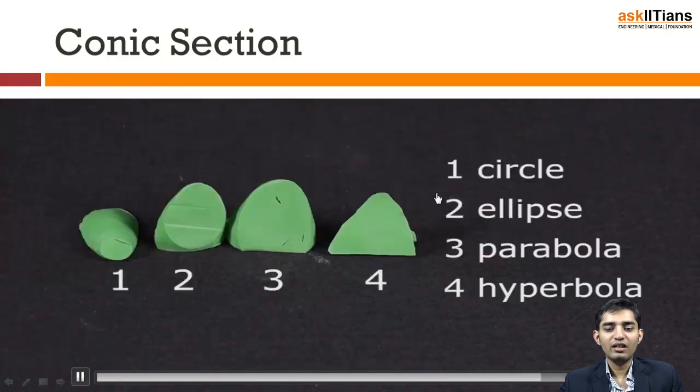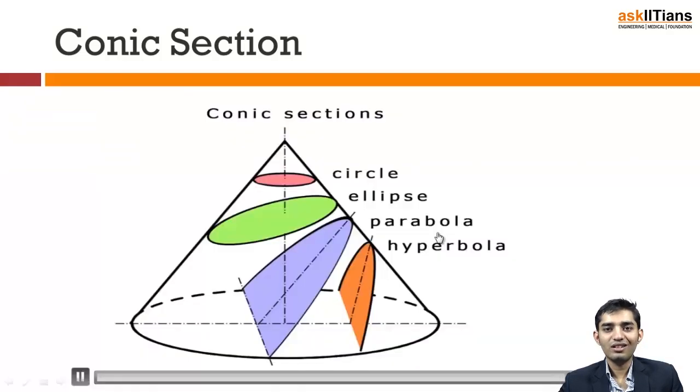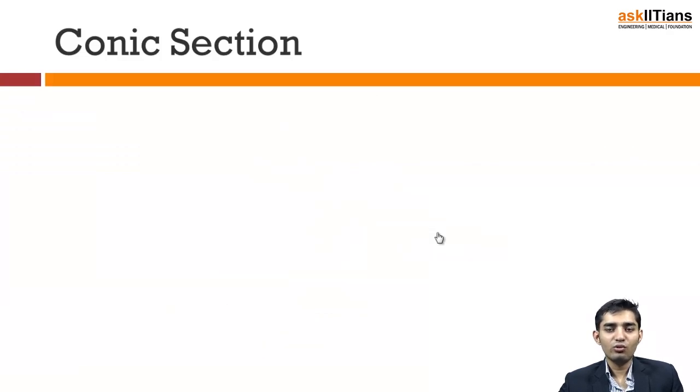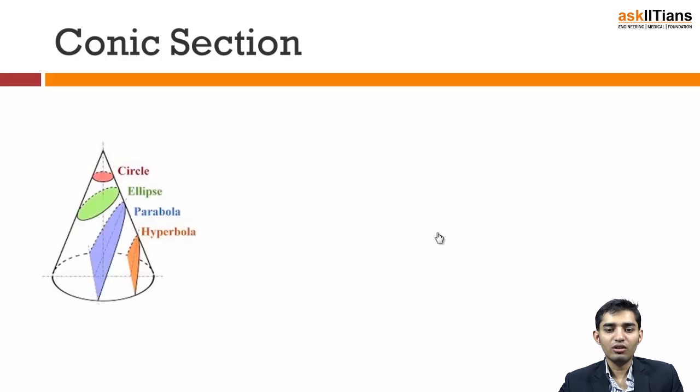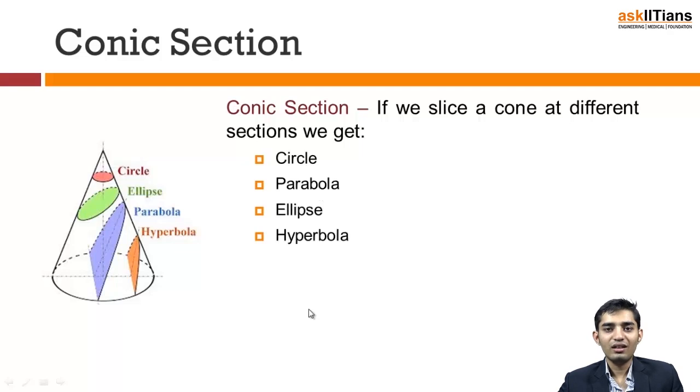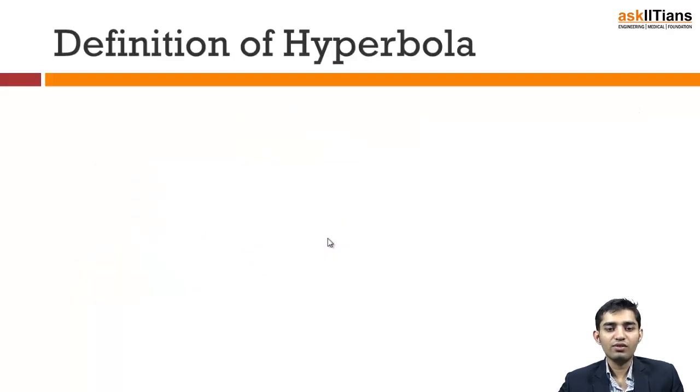Basically, ellipse, hyperbola, parabola, and circle are nothing but cutouts of the cone. So why the name conic section? Because if we slice a cone at different sections, we get a circle, parabola, ellipse, and hyperbola. And in this video we are going to focus mainly on the last part, which is hyperbola. So let's start with the definition of hyperbola.